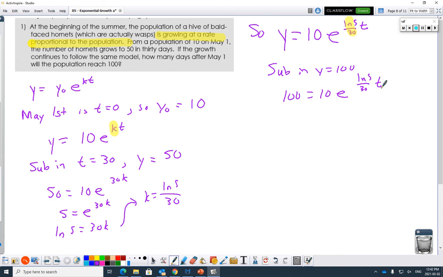What a mess. And then I get 10 equals e to the ln 5 over 30 t. Ln both sides: ln 10 equals ln 5 over 30 t, and then 30 ln 10 over ln 5 equals t.